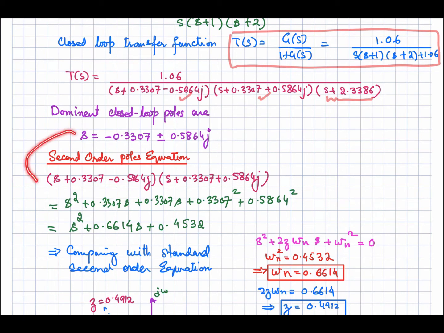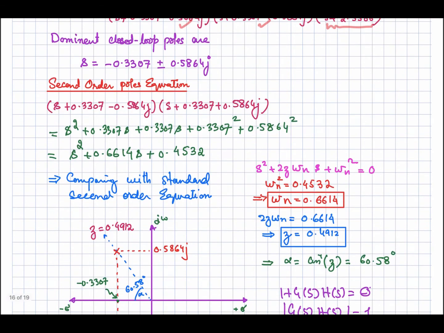That can be written like this: the product of these two poles, this is the pole in the lower s plane, and this is the pole in the upper s plane. Simplifying this, this is the second order characteristic equation. Now if we compare it with the standard second order equation, we can say that omega n square is equal to 0.4532, right? And from here we can find omega n, and 2 zeta omega n is equal to this part.